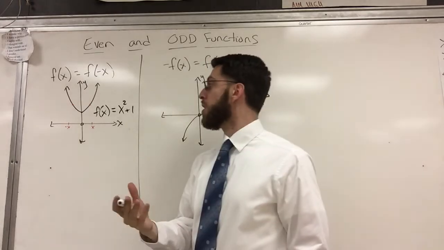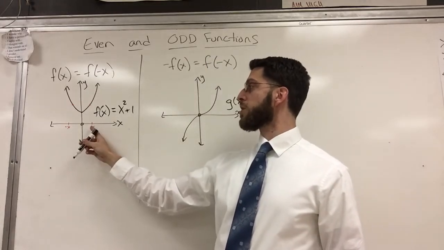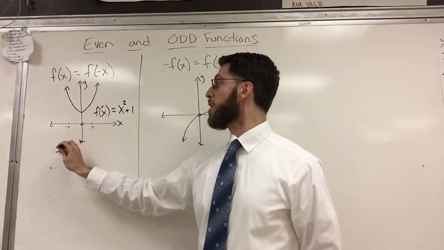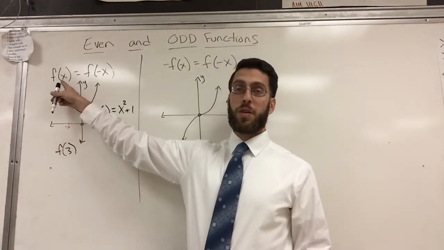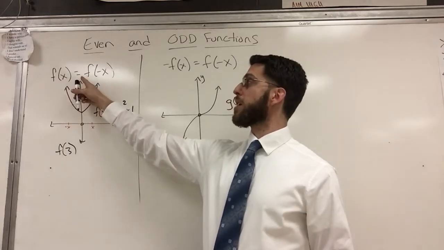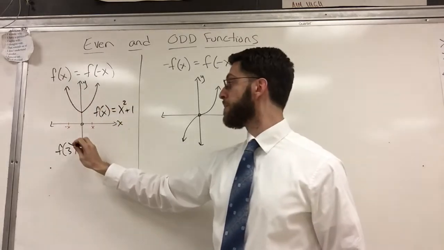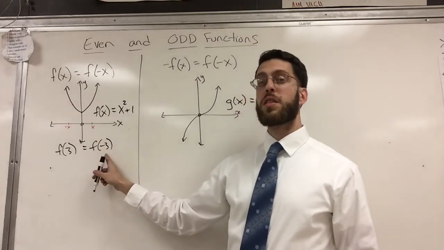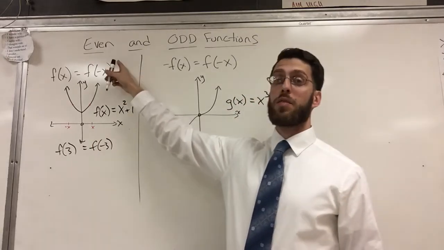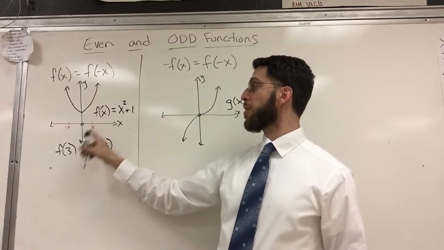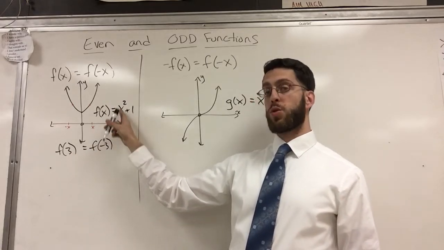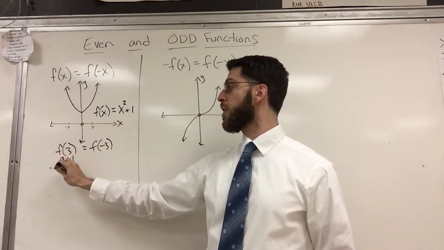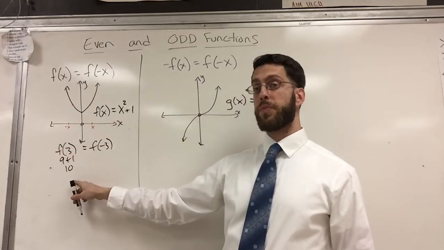What am I saying? Pick a number. Let's say this was 3. So f of 3, I'm picking a random number here, it could be any number, would have to be the same as f of negative 3. If this comes out to the same as this, I've proven that I'm looking at an even function. So let's see, f of 3 means take the 3, square it, and then add 1. 3 squared is 9. 9 plus 1 is 10. f of 3 is 10, okay?